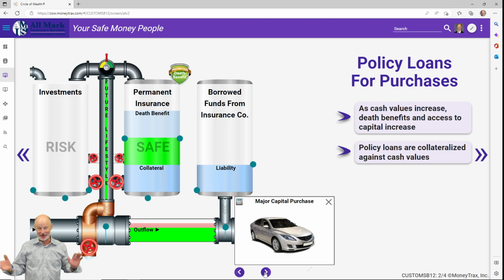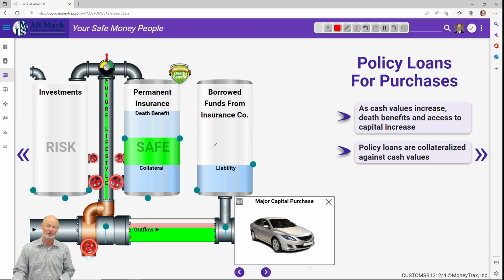So let's talk about that car for a second. It's a 2% loan. That's a pretty good rate. But what happens if we don't make the car payment? Well, the problem then is that they take the car. So if I borrow from the insurance company, depending upon fixed rates and indexed rates and all that type of stuff, typically this rate is going to be a guaranteed rate of about 5%.